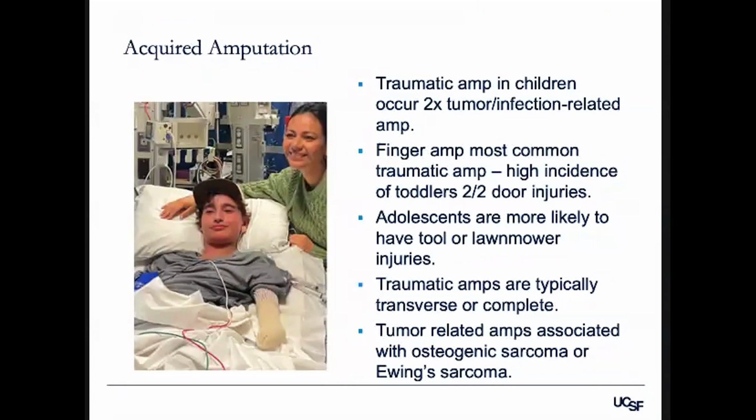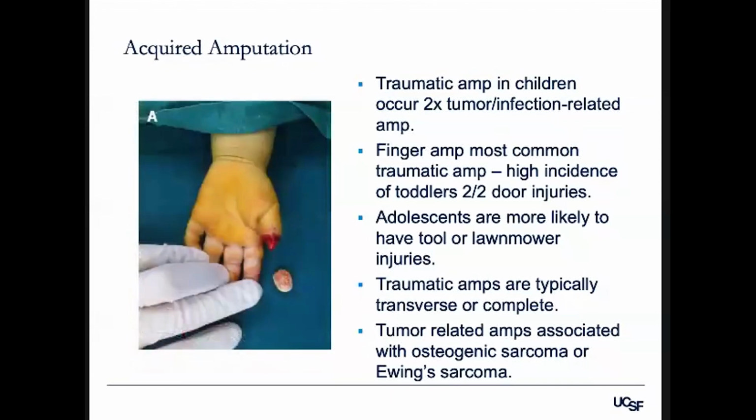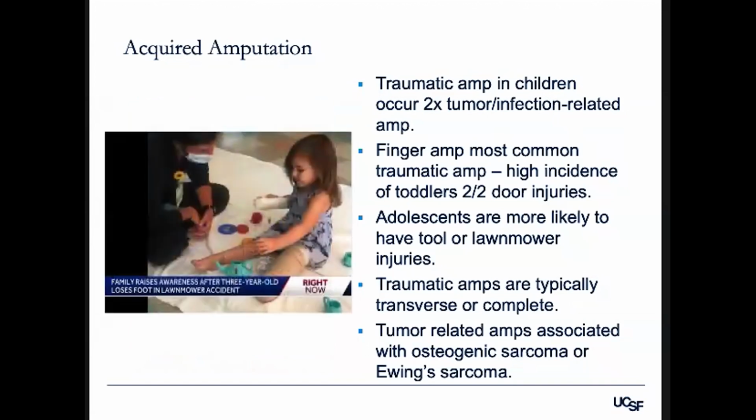With regard to acquired amputation, traumatic amputations in children tend to occur twice as often as amputations from tumor or infection. In all age groups, finger amputations are actually the most common amputation. The peak incidence in toddlers is due to door injuries, and adolescents are more likely to have injuries related to tools and lawnmower equipment.